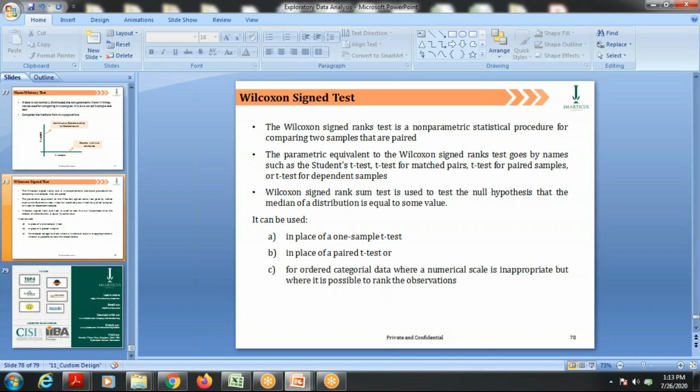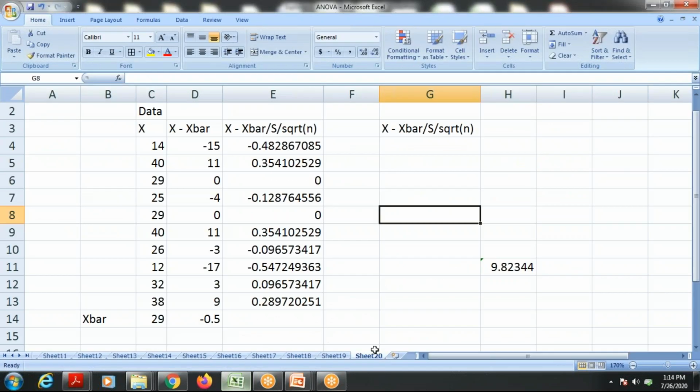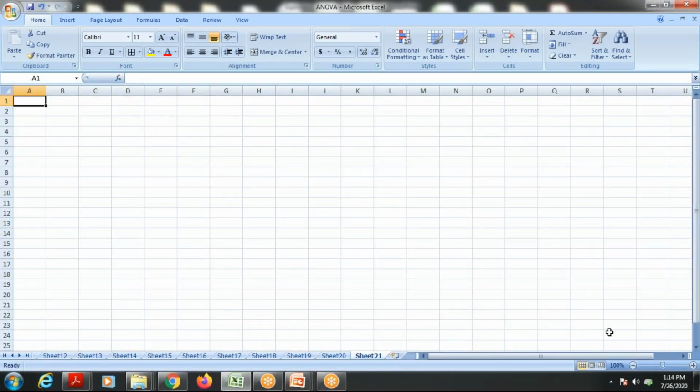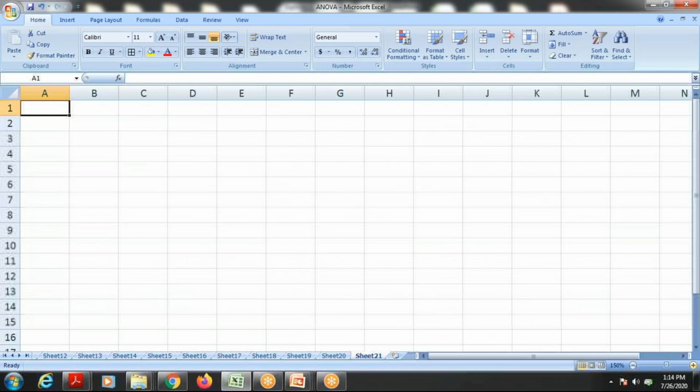Then the next is talking about the Wilcoxon sign test. So be careful. I will give you some idea about this Wilcoxon sign test. You will get some flavor, because without any example, understanding any algorithm is a difficult scenario. This is easy to explain in Excel. That's why I'm going to explain.